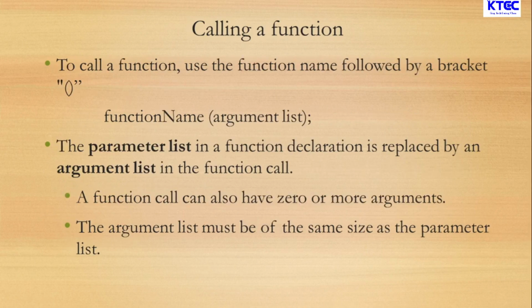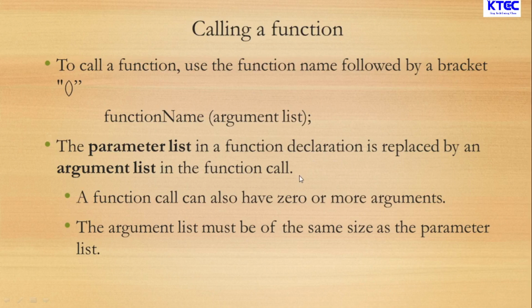To call a function, use the function name followed by a bracket. Yes, to call a function, use the function name followed by a bracket, and inside the bracket, you pass your argument list. It can happen that your function does not need any argument, so you just open the bracket, close it and leave it. So that is that.